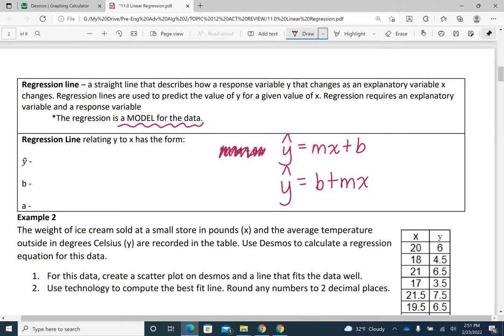And you hear me saying y hat, and I really am. I'll write it out so you know that I'm really saying y hat. That little caret on top of the y, we call that y hat, and it means the predicted y value. Not the actual y value from the data that we collected, but the predicted y value.